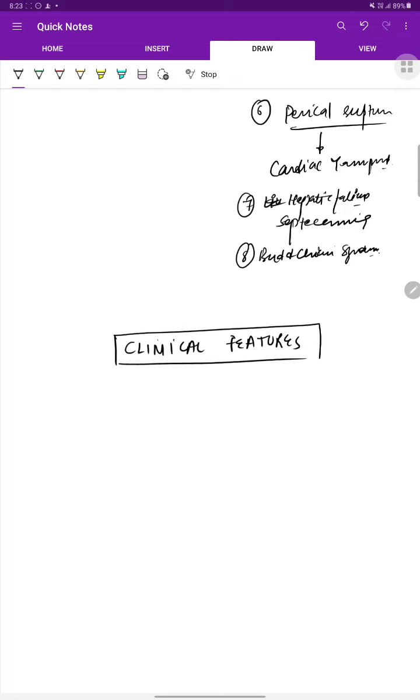Number one, it is common in males, which is an important point to note. Very rare conditions have this feature. Common in males, 10 to 1. The male to female ratio of this abscess is 10 to 1. So this is an MCQ. The reason behind this, I don't know. I am still searching for it, and as soon as I get it, I will definitely tell you all.